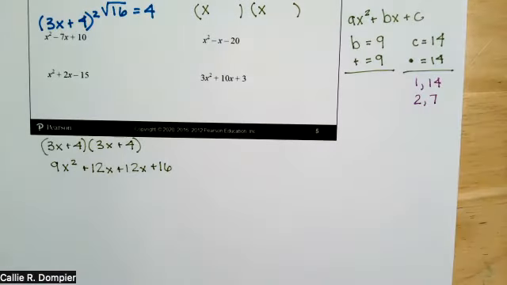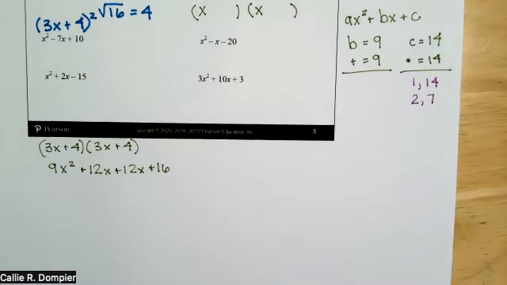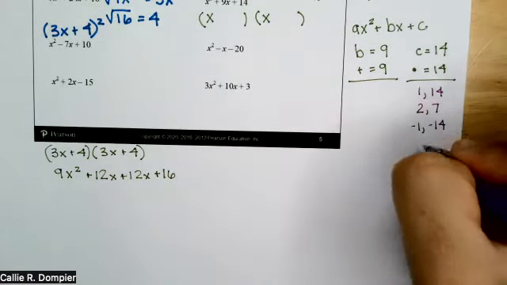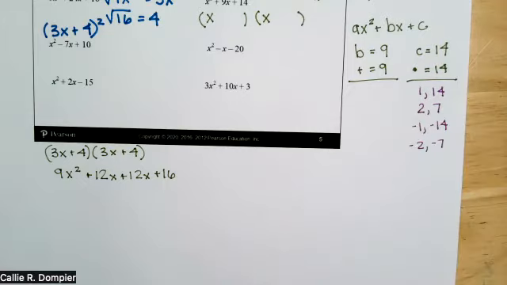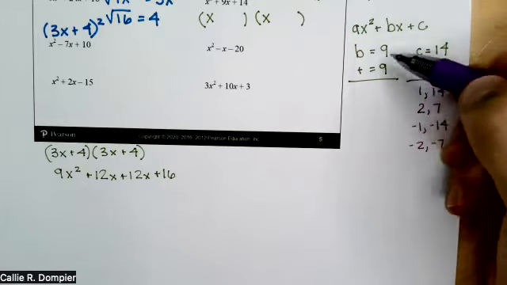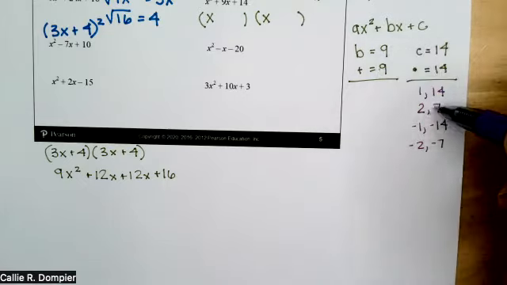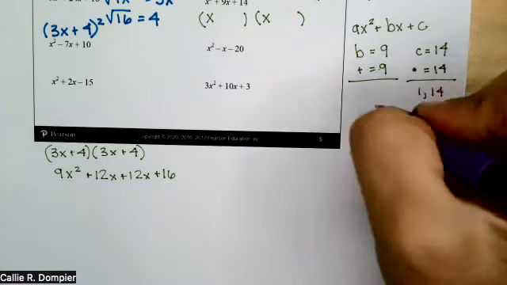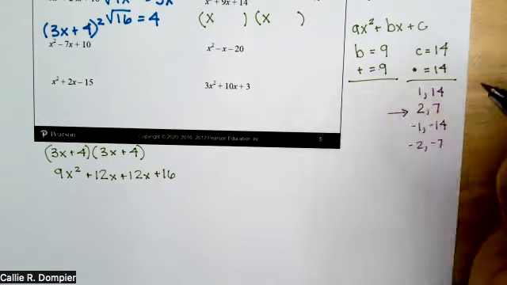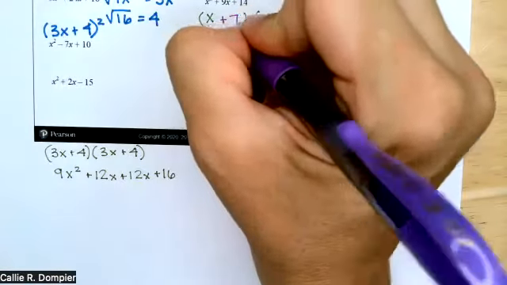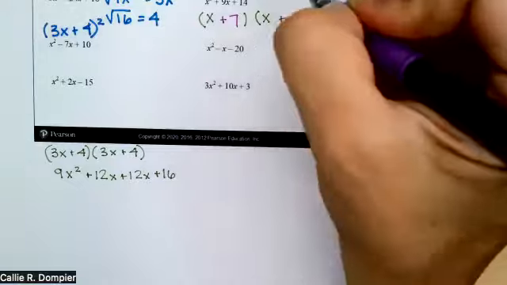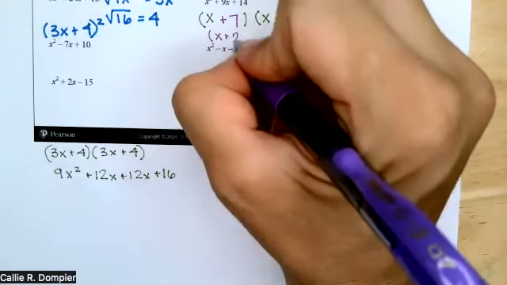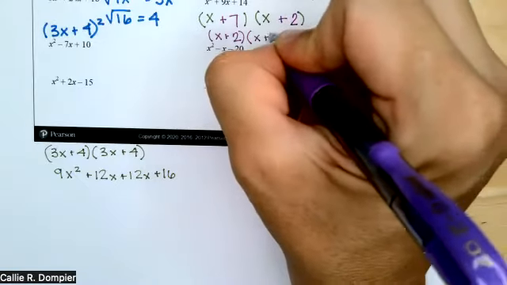I think that's it. You could also say -1 and -14, -2 and -7. But since it needs to add to a positive, you really only need to include the positives. 14 plus 1 is 15, 7 plus 2 is 9. So this one will work. So x plus 7, x plus 2, or x plus 2 times x plus 7.